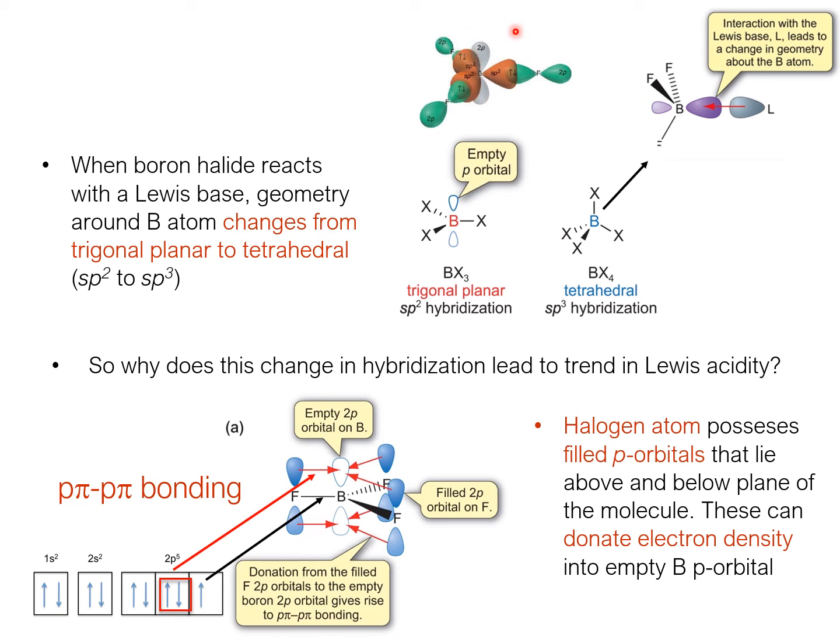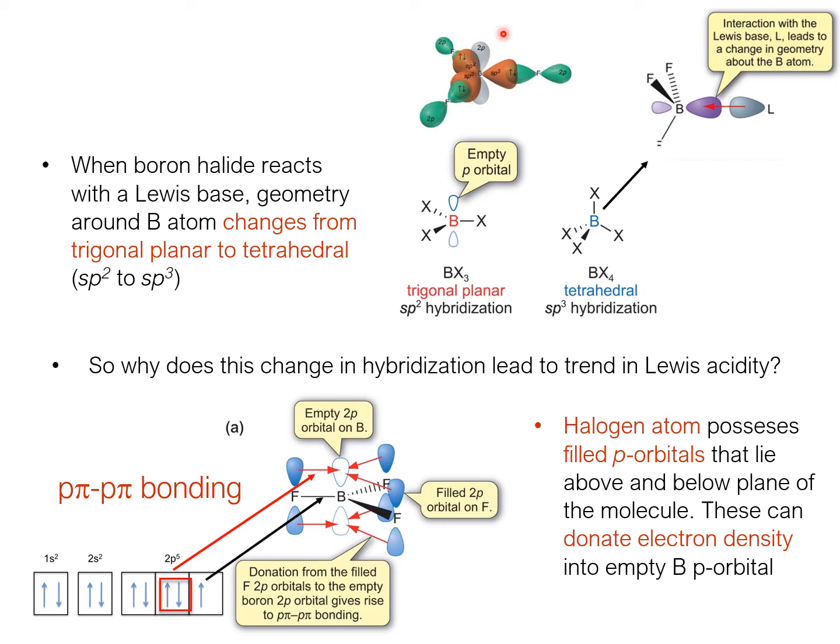Now, when this happens, if a Lewis base comes along and wants to put its lone pair in this empty p orbital, this empty p orbital also hybridizes, and then we've got 4 sp3 hybridized orbitals, and we know the shape of that is tetrahedral. Now, why is this important for the Lewis acidity? Well, this changes what's called p-pi bonding. So that's illustrated in a diagram down here.